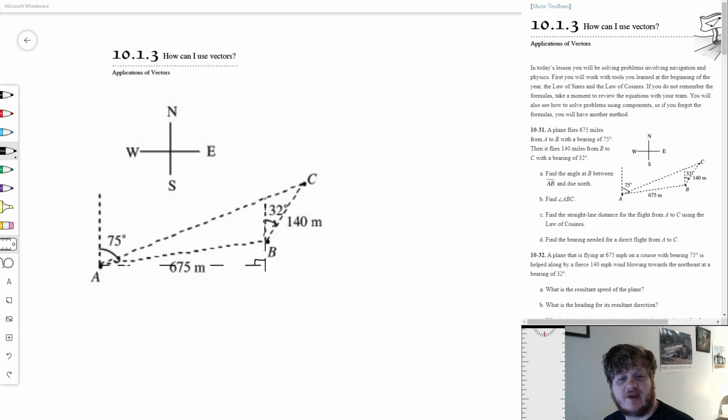In it, we have a plane that flies 675 miles. I don't know why they chose m, which would be meters, from point A to point B, with a bearing of 75 degrees off of north. So they basically took their compass 75 degrees off of north and went 675 miles. Once they got to B, they went 32 degrees off north and flew to point C, about 140 miles away. So first, in A, we're finding the angle between B and A off of north.